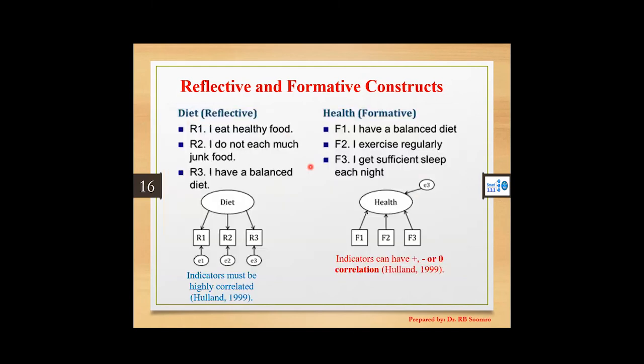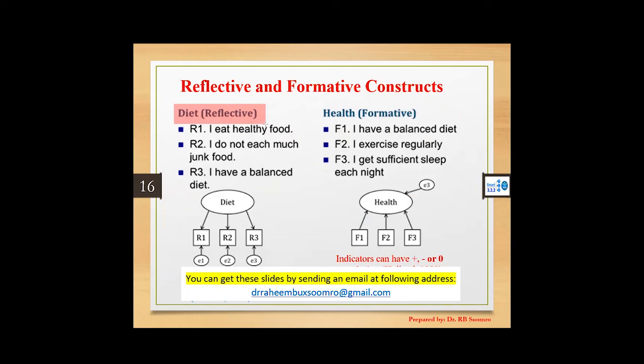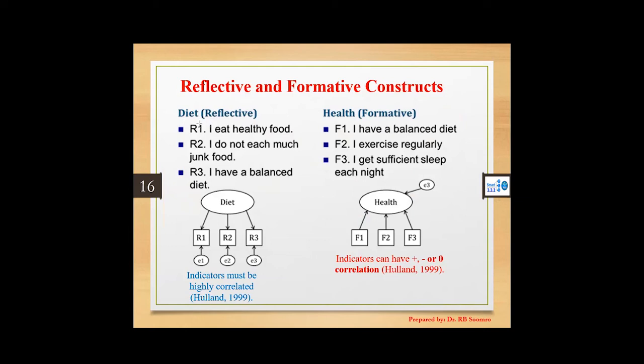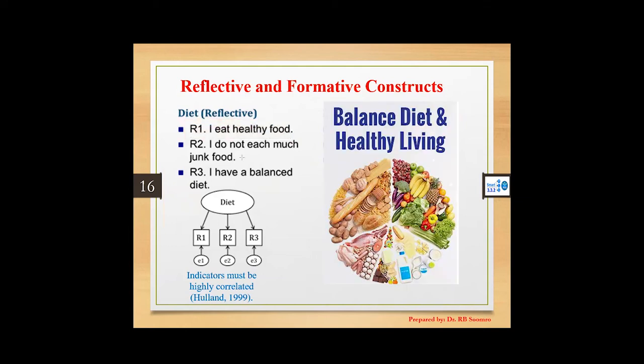Now here is an example to understand it. Here we talk about diet. Most people are very conscious about their health, so they give much importance to their dieting and eating habits. Now see, this is question number 1: I eat healthy food. I do not eat much junk food, and I have a balanced diet. So in the reflective case, we are basically asking the same thing several times from the same respondent.